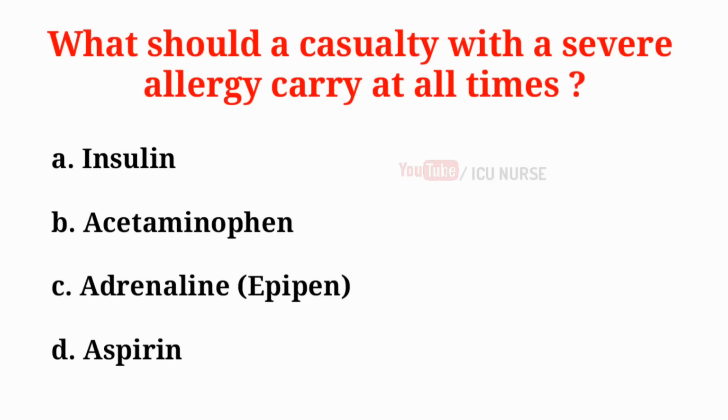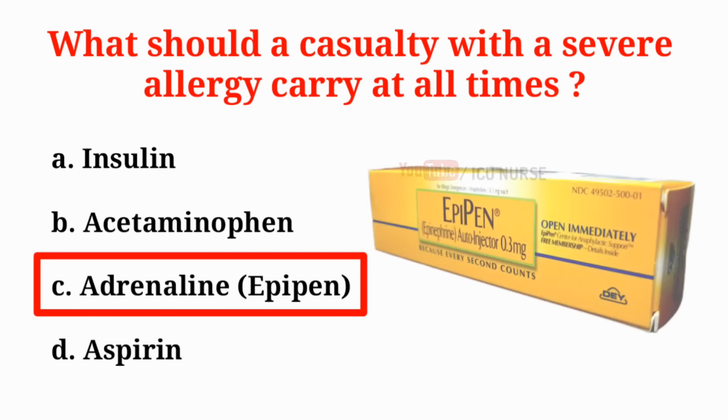What should a casualty with a severe allergy carry at all times? A. Insulin. B. Acetaminophen. C. Adrenaline. D. Aspirin. And the correct answer is C. Adrenaline, that is EpiPen.